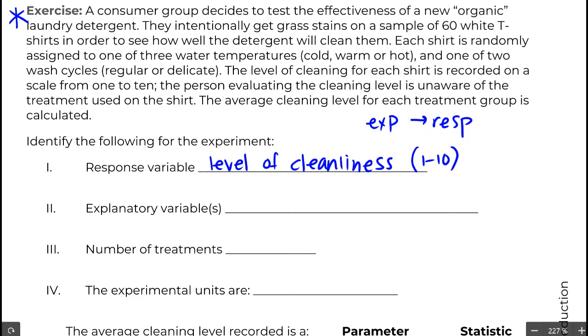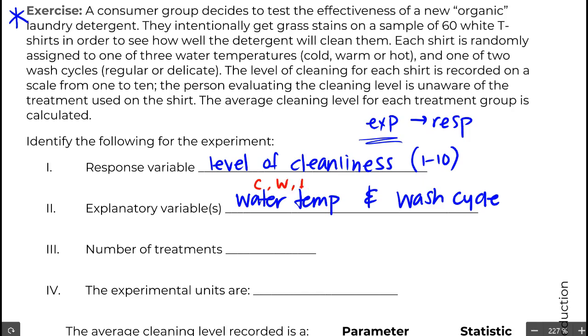Our explanatory variables, well, what are the things that we think might influence how clean the shirt is? What are the things we're manipulating or changing? We're manipulating two things, water temp and the wash cycle. And that's all we need for our explanatory variables. If we want to get more into it, there are levels to these explanatory variables. Water temp is cold, warm, or hot, and our wash cycles are regular or delicate.